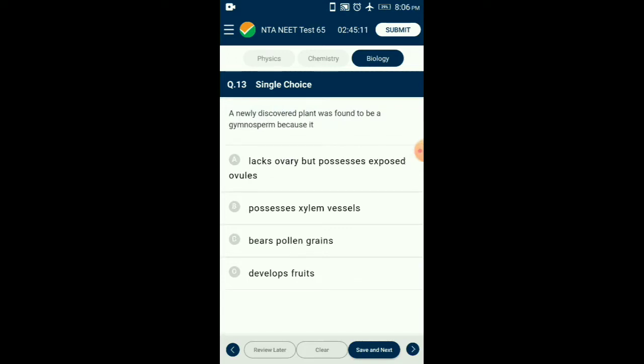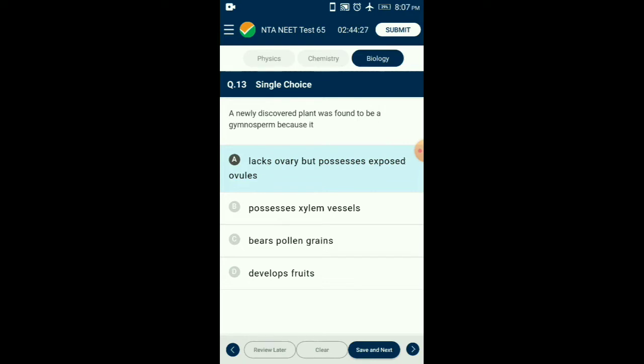Question number 13. A newly discovered plant was found to be a gymnosperm because it. The word gymnosperm is derived from the Greek word gymno, meaning naked. Thus, gymnosperms are naked seed-bearing plants in which seeds are not present inside fruits, as gymnosperms are non-flowering plants in which ovules are borne directly on megasporophyll. Thus, ovules remain exposed before and after fertilization. So, the answer for this question is option A. Gymnosperms do not have an ovary but possess exposed ovules.